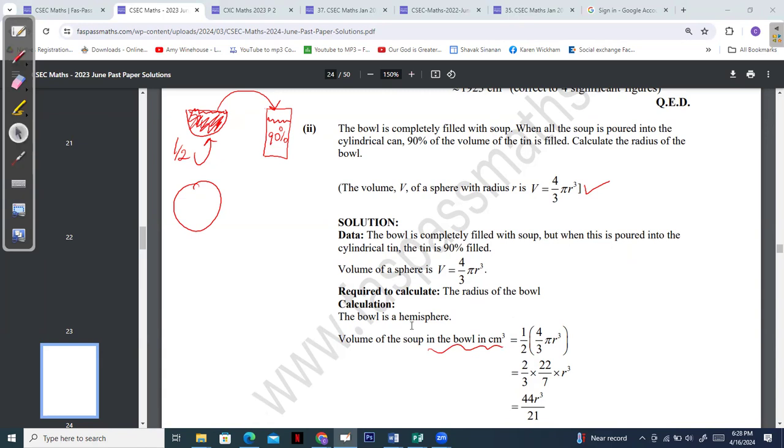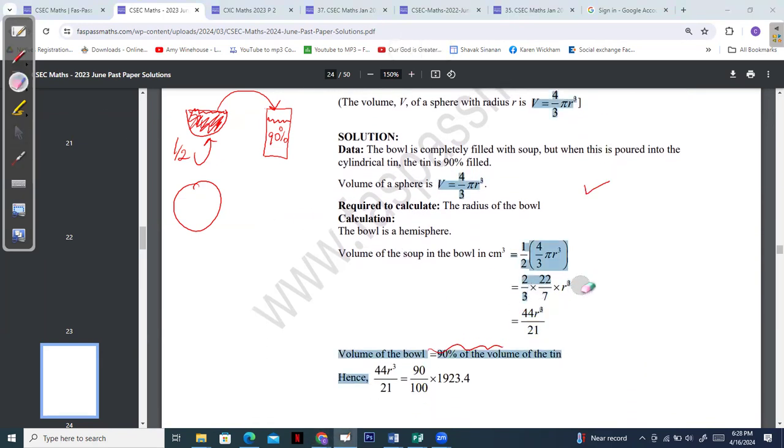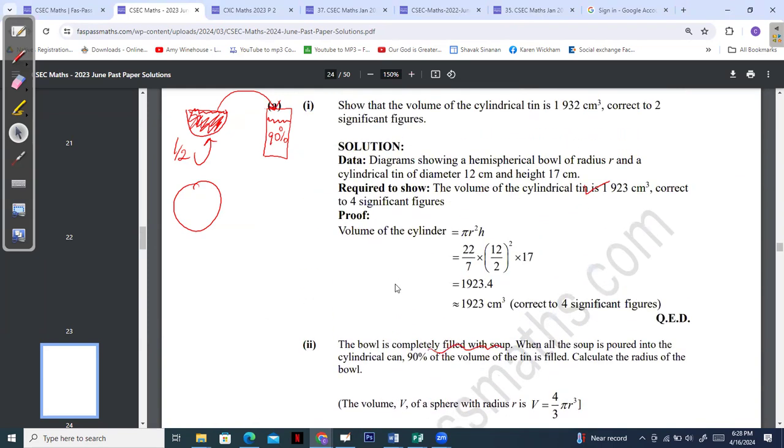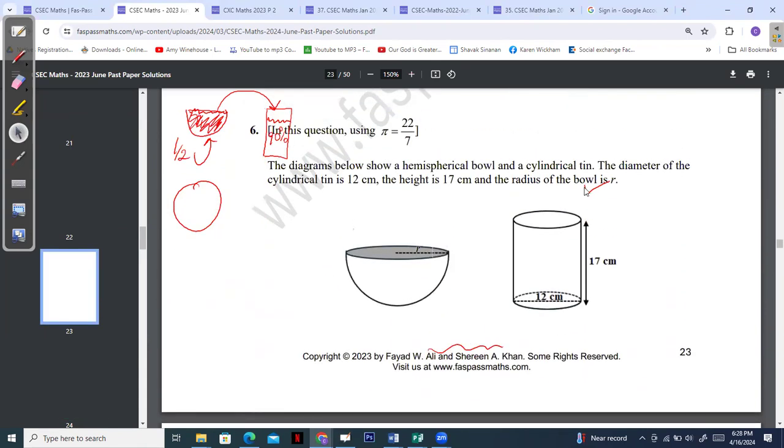So let's come down here. What do you notice about this? This isn't a substitution question. When you plug it in, you realize you don't have R in it. I made a mistake earlier by assuming that the R's are the same. That's not what I meant. I meant that R for the cylinder is 6 only because 12 divided by 2 is 6.